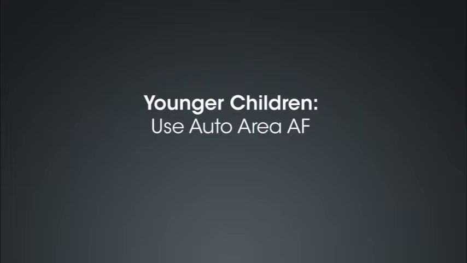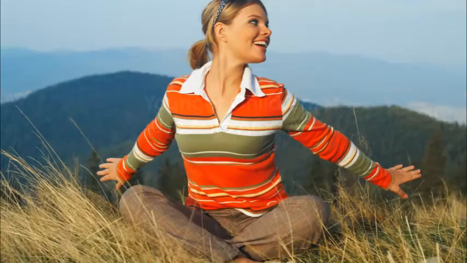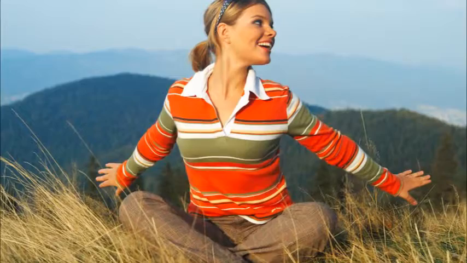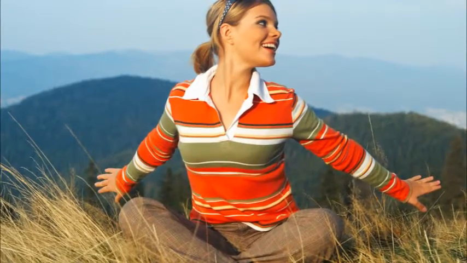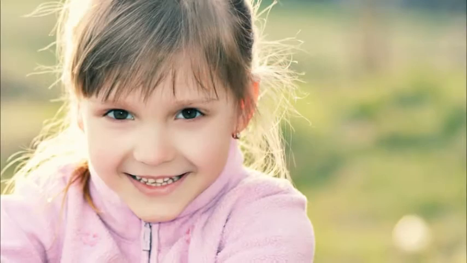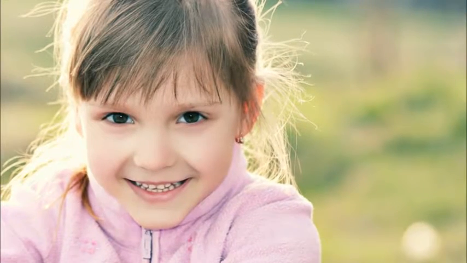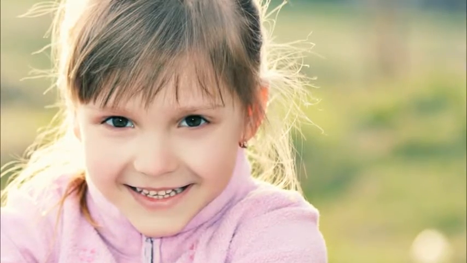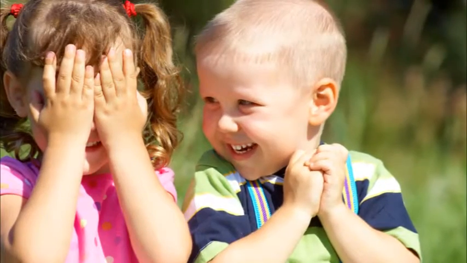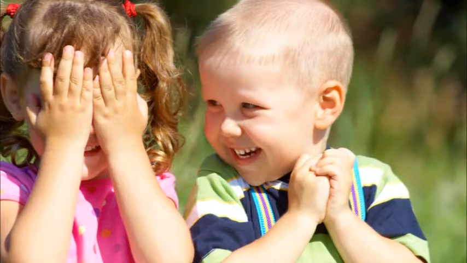But if the subject was a younger child, there may not be time to select the individual focus point, so the auto servo AF might be a better option. When you're doing portrait work for older children and adults, using single servo AF combined with single point AF will give you the most accurate results. When you're photographing younger children, you may want to use the Auto Servo AF combined with the Auto Area AF to get good focus.